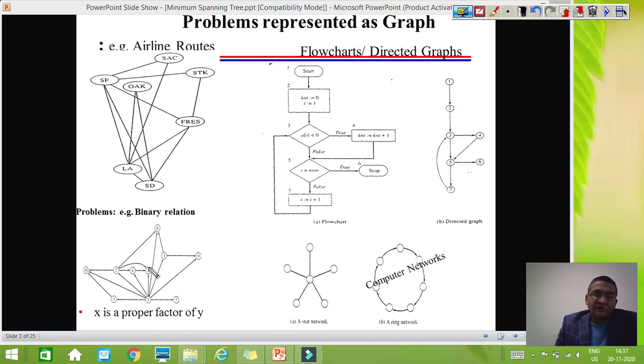As you can see, there is one problem called binary relationship. Here you are representing x is a proper factor of y. So here you can see that these are the numbers: 2 is a proper factor of 6 and of 8, and 1 is a proper factor of 2. There are many different problems that can be represented using a graph. So graph is a very powerful tool to represent our problem.